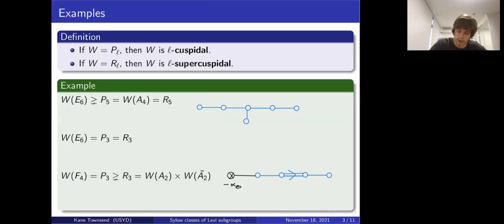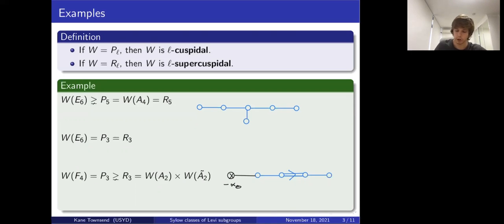Just two quick definitions though. If your reflection subgroup is equal to the minimal parabolic subgroup for some L, then we say that W is L-cuspidal, and W is L-supercuspidal if the minimal reflection subgroup containing a Sylow subgroup is the whole group itself.